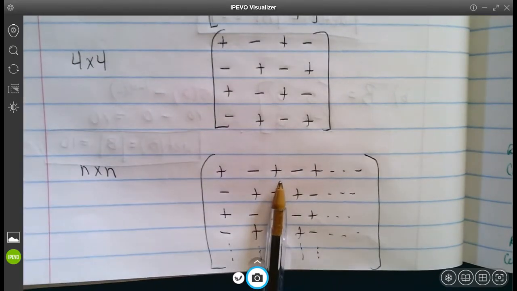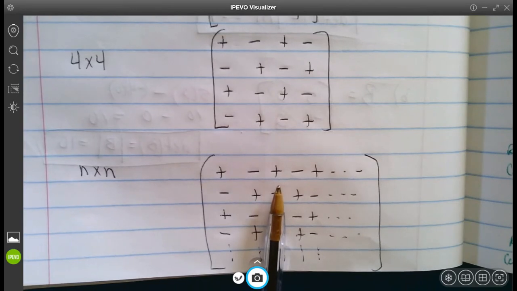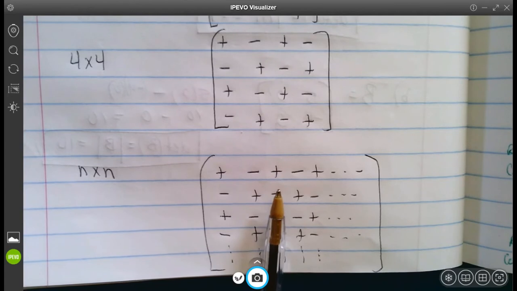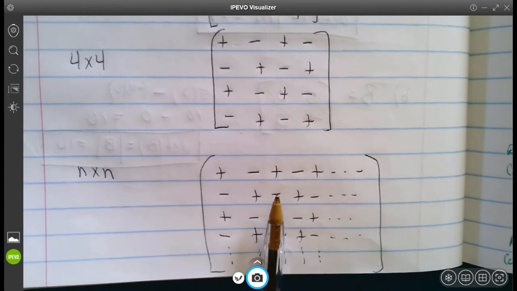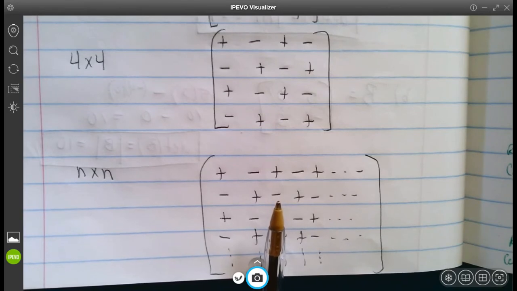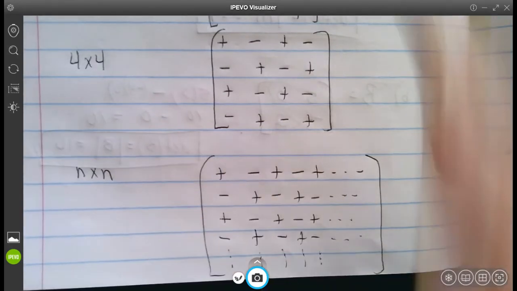Why are we finding the minors? Well, for n by n matrices, the determinant is not as easy as the ones we just did. We need these, they're called cofactors. We need these cofactors to find the value of the determinant. And like I said, I'll show you that in a bit.